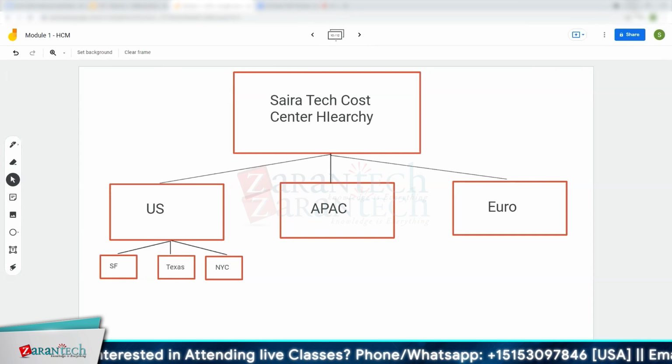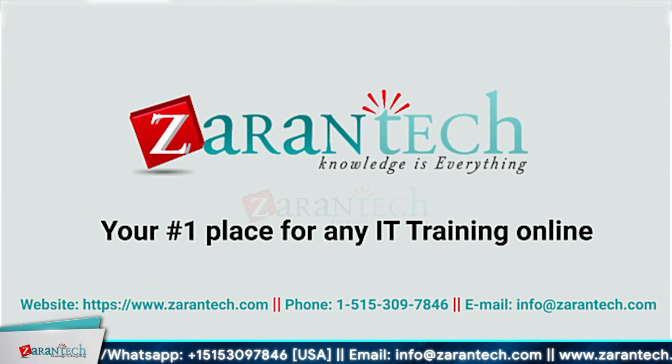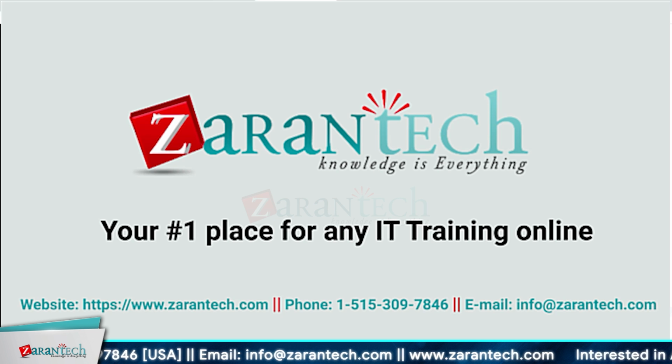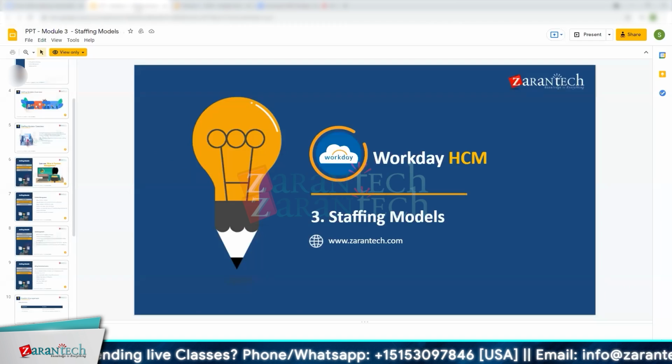Okay, so today what we're going to go over is staffing models. Good question. How do we see multiple effective dates in an org? That's something that I will have to get back to you on. I'm sure that there's a way, I just can't remember off the top of my head right now.